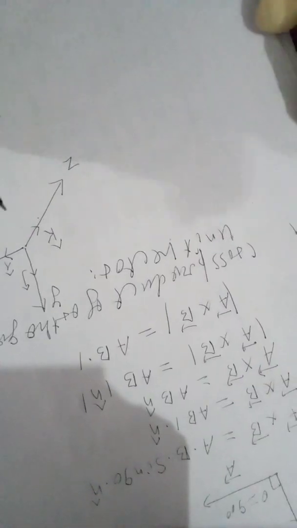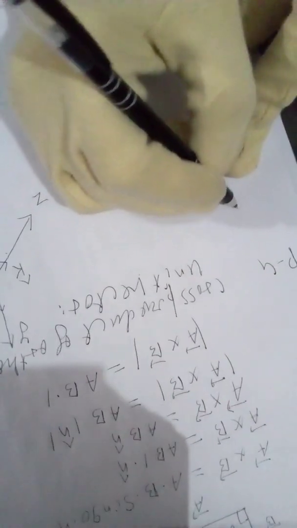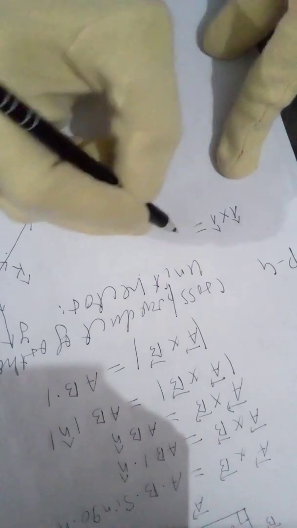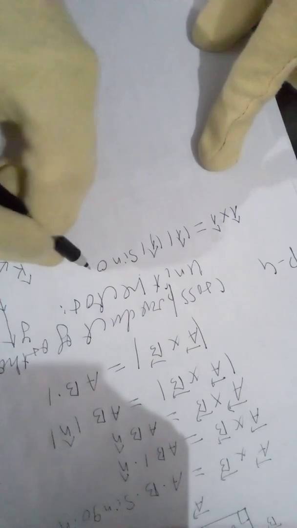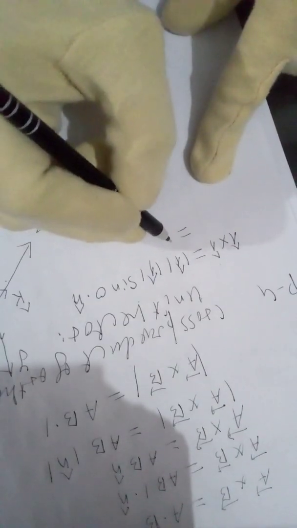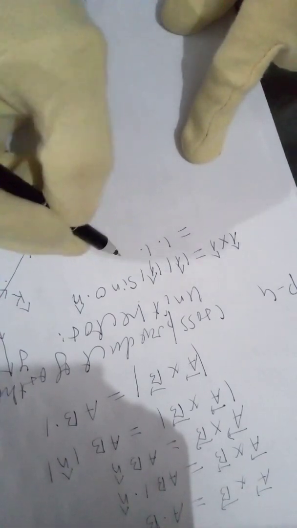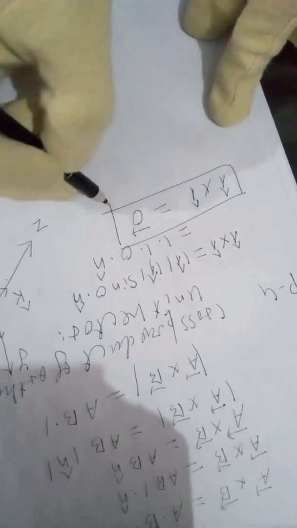Okay. So now we find the cross product of two like unit vectors and two unlike unit vectors. So i cross i, vector i cross vector i, is equal to mod of i into mod of i into sine of the angle between them, 0, into unit vector n cap. The magnitude of a unit vector is 1, so write here 1, 1. Sine 0 is 0 into n cap. So thus vector i cross i is equal to 0 vector.